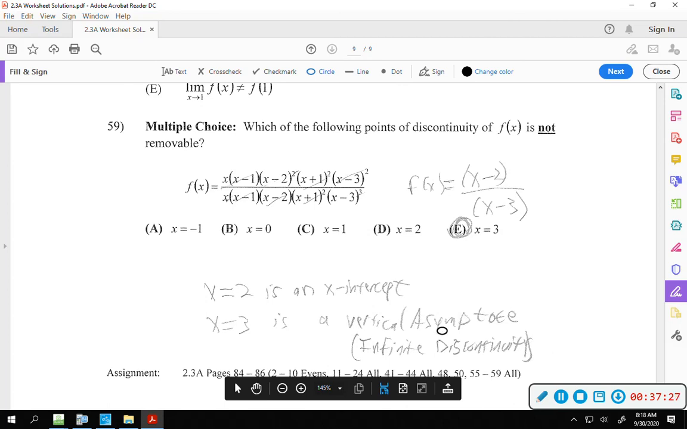Every factor in the numerator has to cancel with every common factor in the denominator for that factor to produce a removable discontinuity. X equals 2, by the way, is still an x-intercept. It's an x-intercept in this particular problem. It's still defined by this function that's left. But the one that is not removable is x equals 3 because it's an infinite discontinuity.